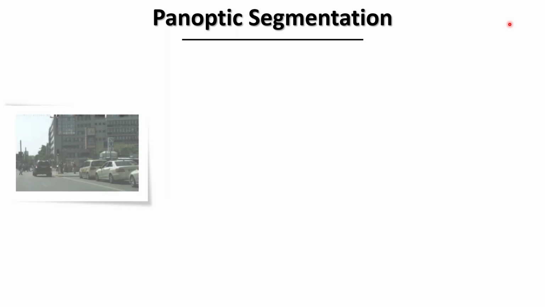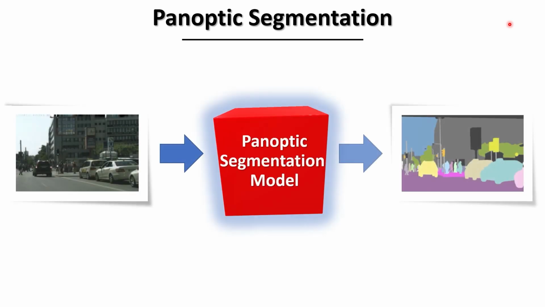Next up, we have panoptic segmentation, which is a combination of both semantic segmentation and instance segmentation. So here two things are happening. A, we are labeling all the pixels in the image just like semantic segmentation. And B, we are also differentiating between the different instances of the same class. So we can tell which pixel belongs to which car, etc.